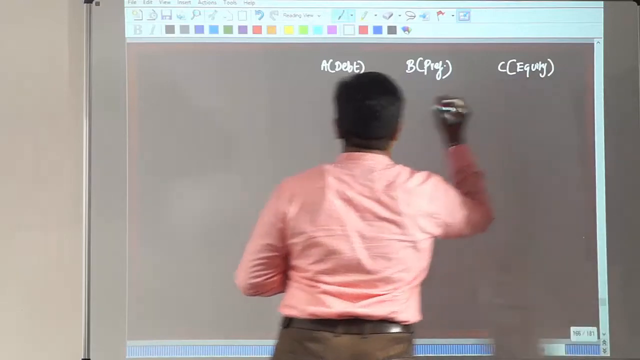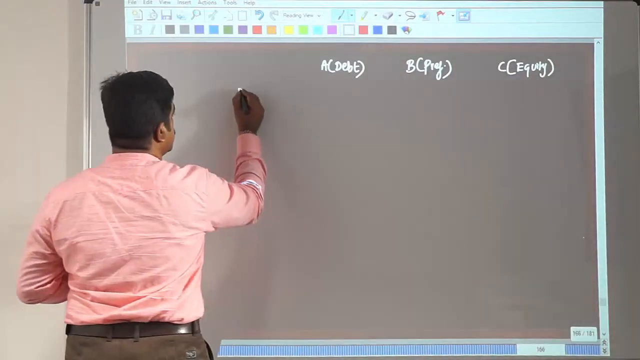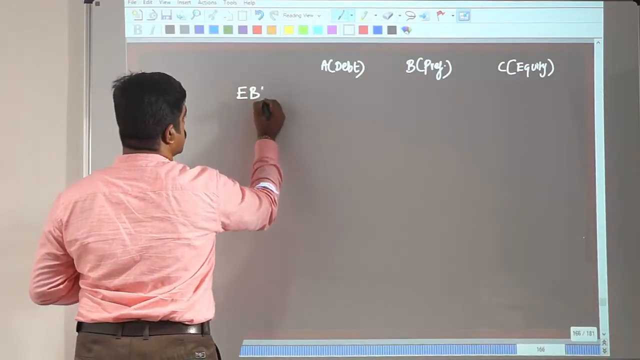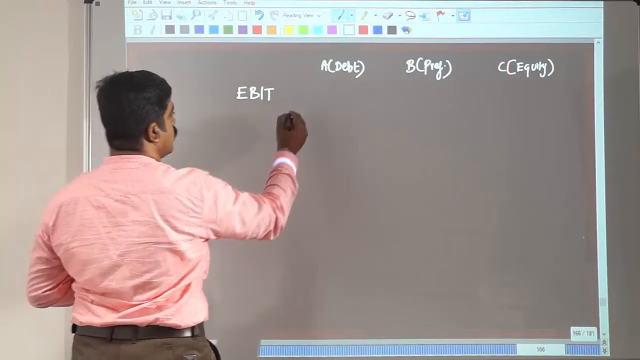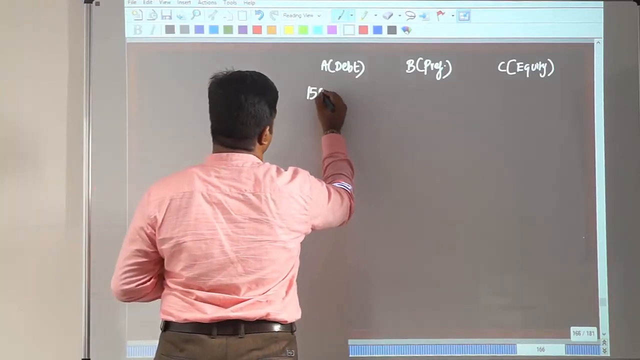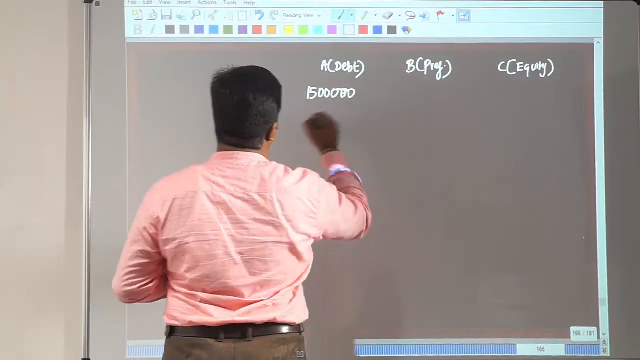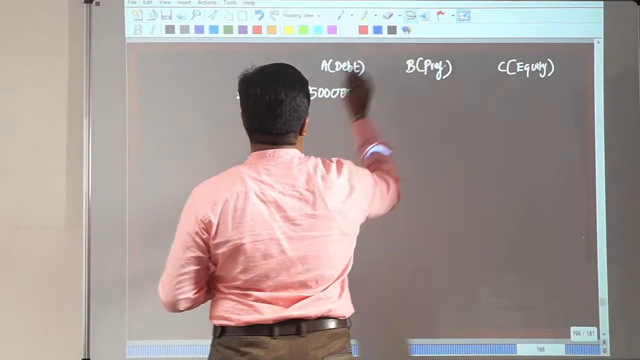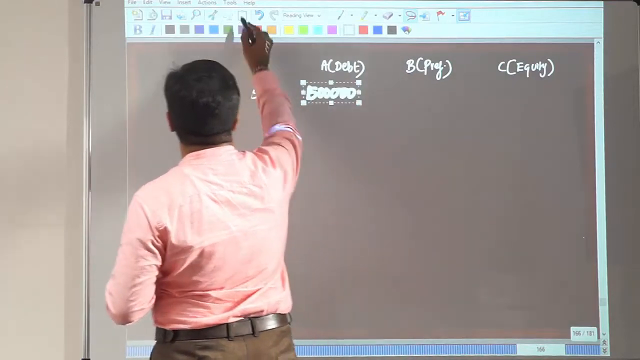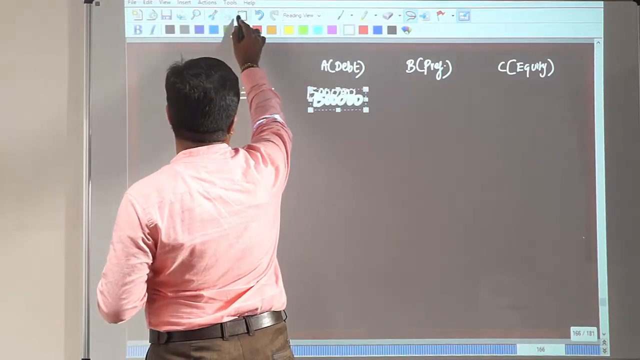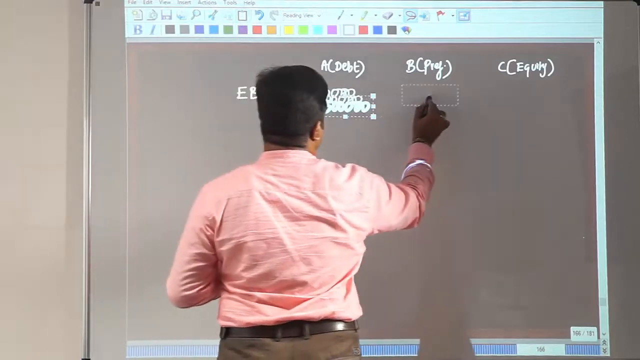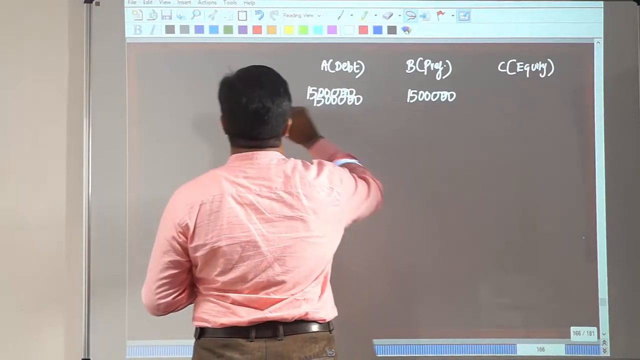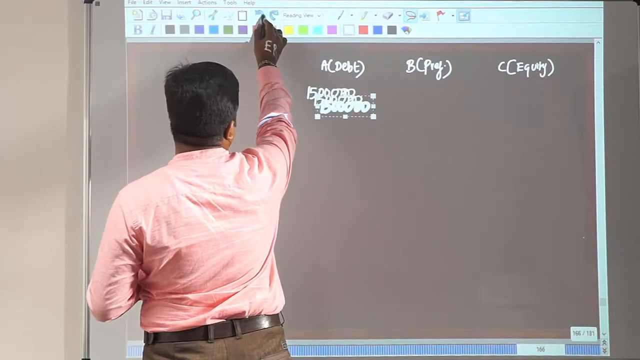And in all three scenarios, we know our earnings before interest and tax. Earnings before interest and tax in all three scenarios are going to be 15 lakh. So let me copy and reproduce them. It is 15 lakh in all three scenarios. I'll make use of them here. And I have one more.